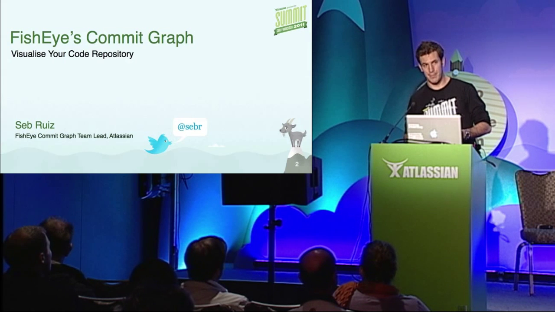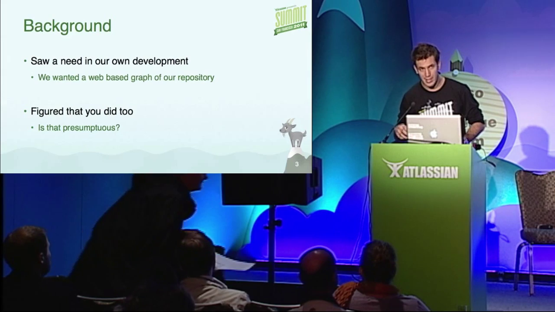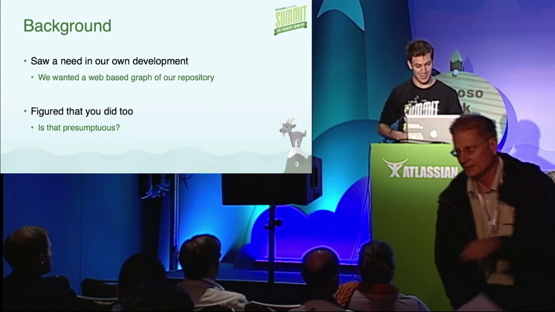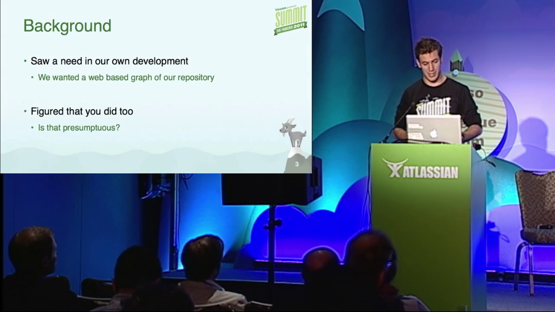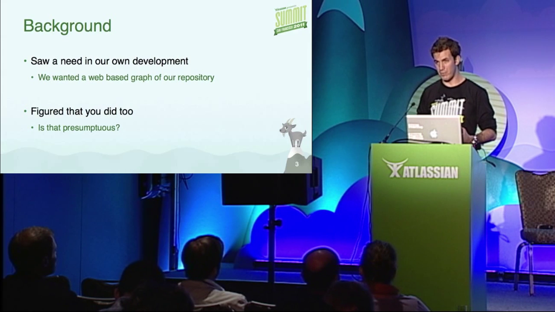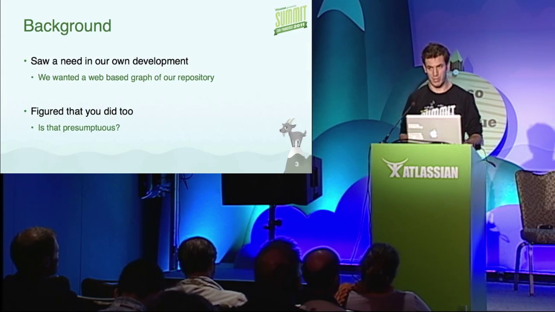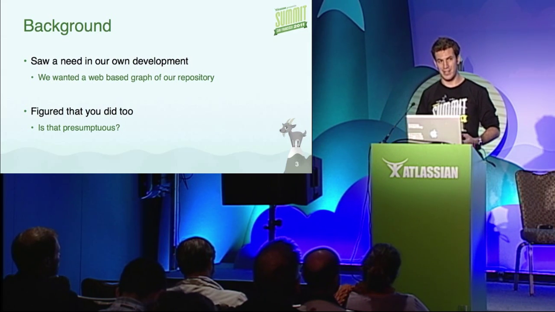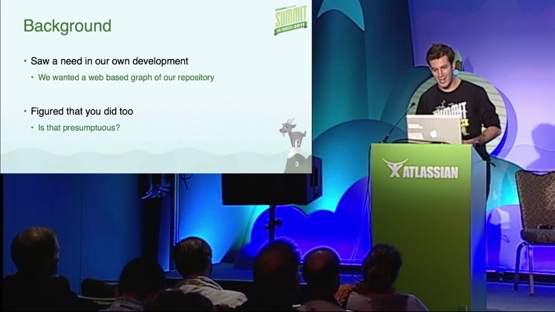So to begin with, why did we create a feature like this? Has everyone seen it, actually? Has anyone not seen it in the keynote? Good, excellent. So we moved to Mercurial about 9 months ago, and we really saw a need in our own development. We were doing lots of branching. We wanted a web-based graphical viewer. We thought it fit well into FishEye as a product, and we figured that you would as well. And let me show you why.